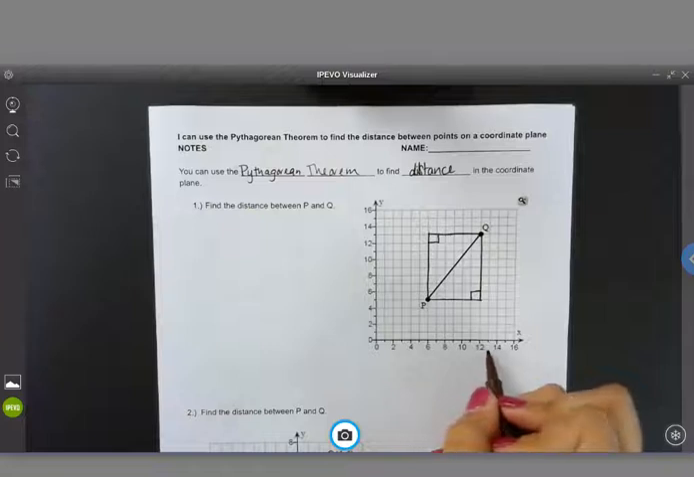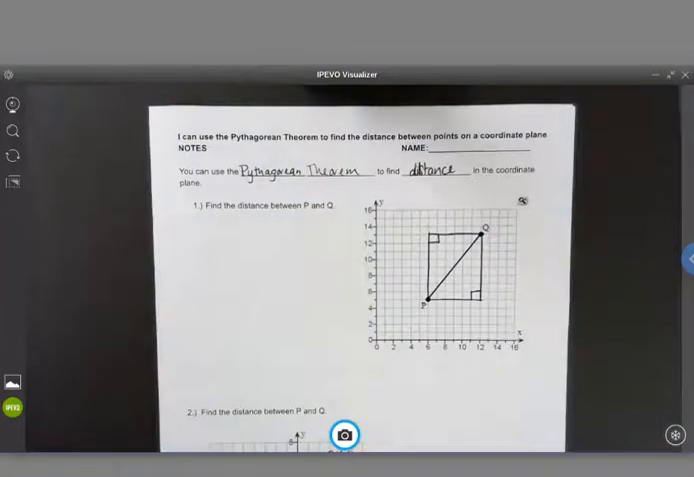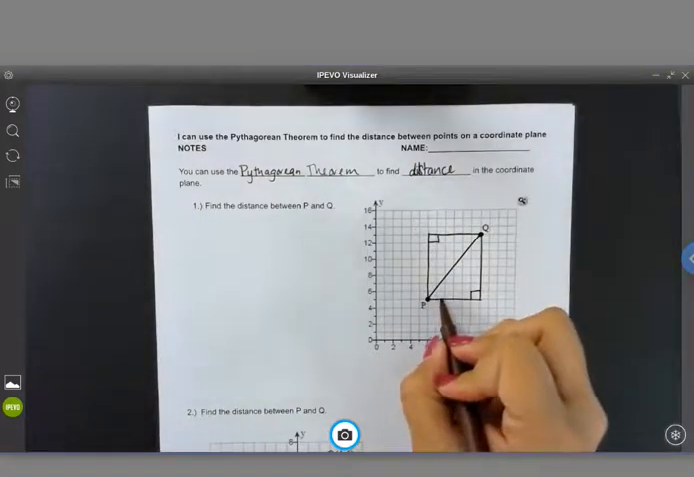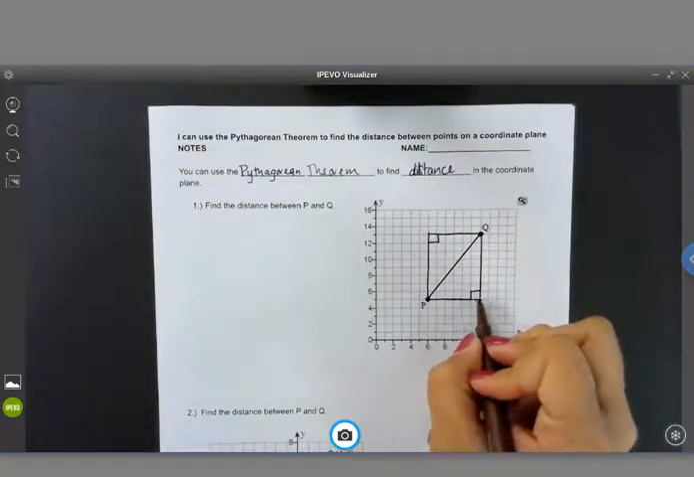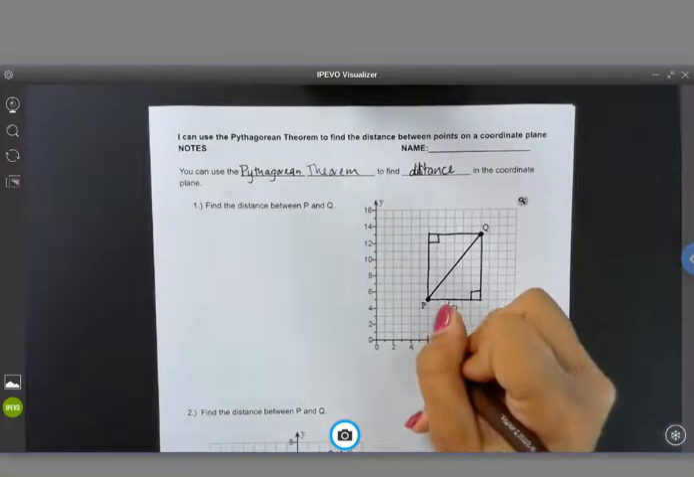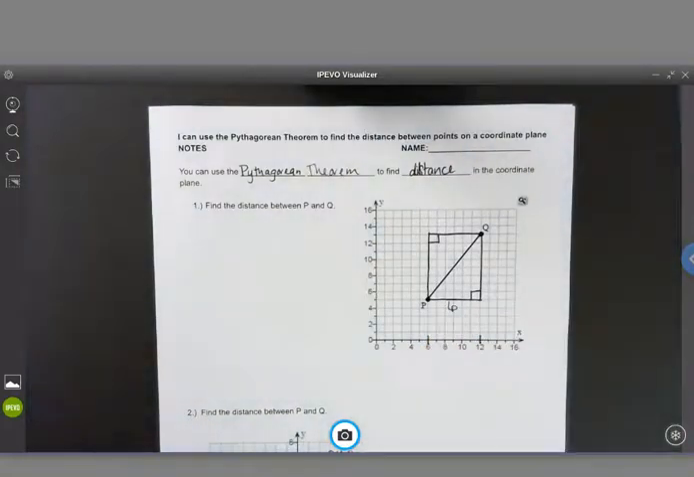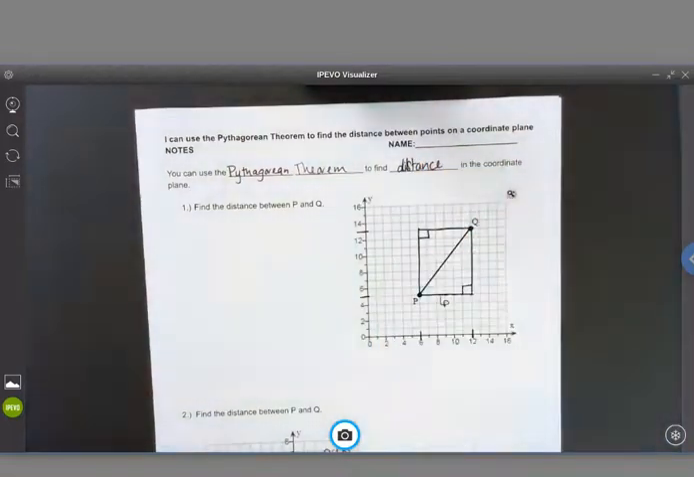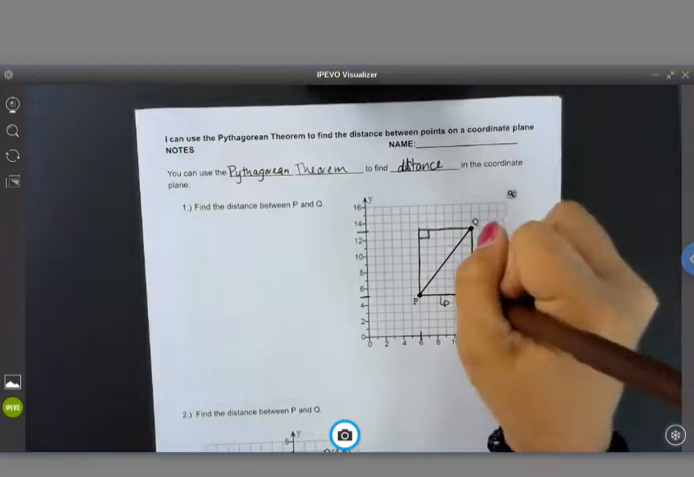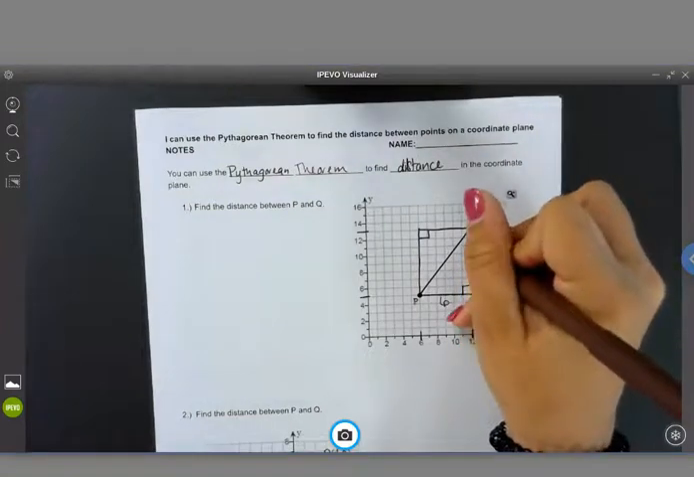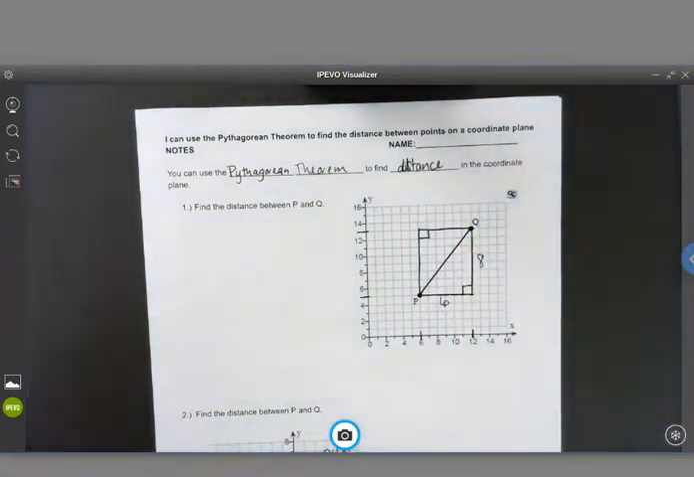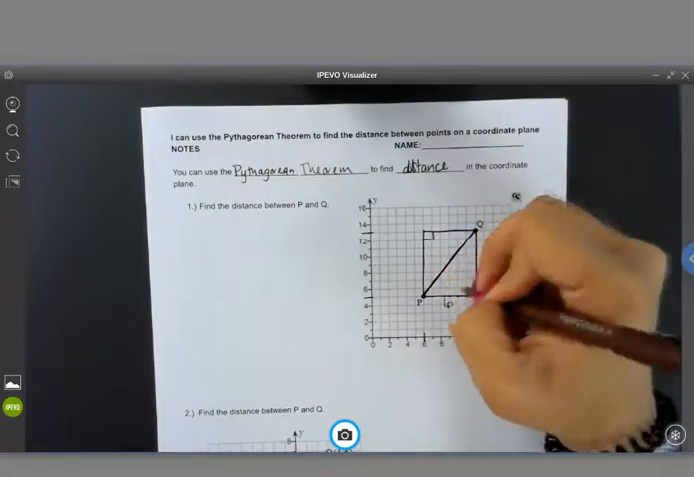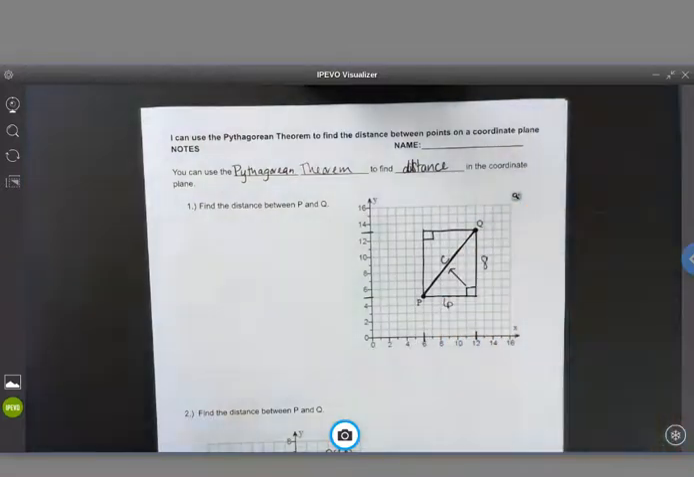So down here on the x-axis as well as the y-axis, I can tell they're counting by ones. So I simply need to count how many boxes there are. So 1, 2, 3, 4, 5, 6. You can also tell that it goes from 6 to 12, so the distance between 6 and 12 is 6. For this one, it goes from 5 to 13, so that distance is going to be 1, 2, 3, 4, 5, 6, 7, 8. And the distance that we're finding is from P to Q, so we're looking for our hypotenuse.